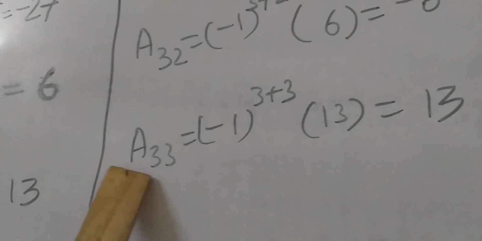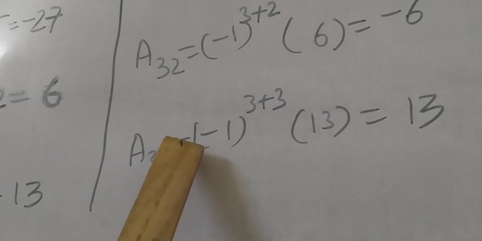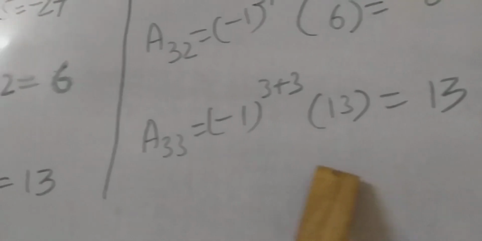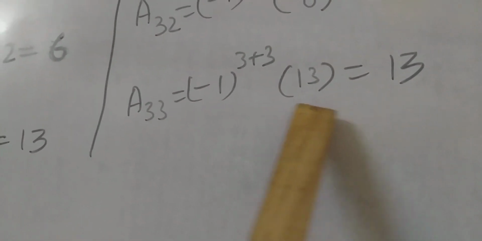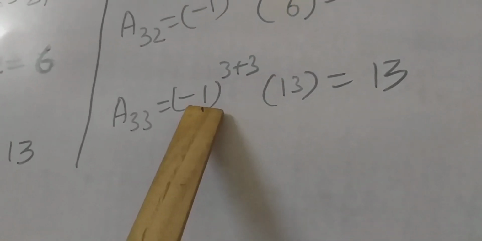Last element cofactor, students, a33: -1 to the power 3 plus 3. m33 value, students, is 13. So a33 equals 13.